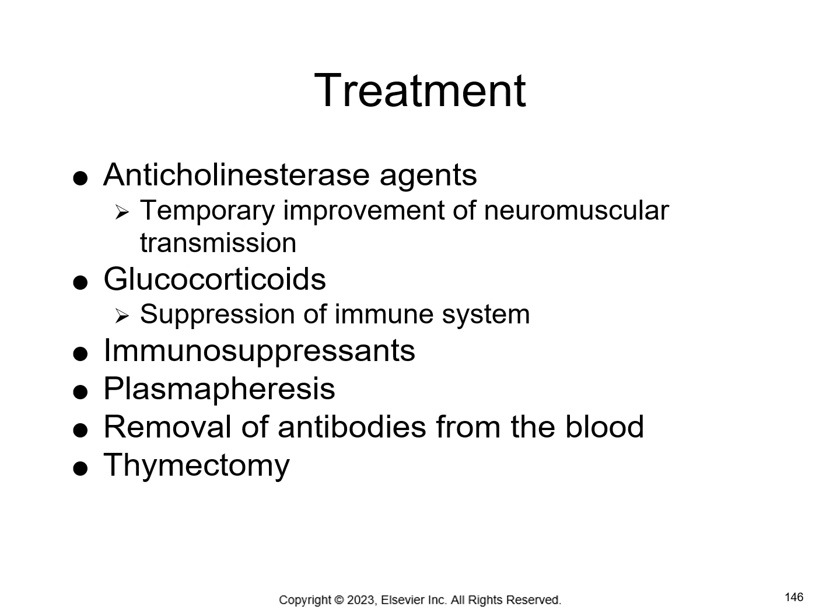We treat with anticholinesterase agents to temporarily improve the neuromuscular transmission, and glucocorticoids to suppress the immune system, because again, it's an autoimmune disease. We'll use other immunosuppressants as well. We can do plasmapheresis, where we remove antibodies from the blood, and we might even do a thymectomy.